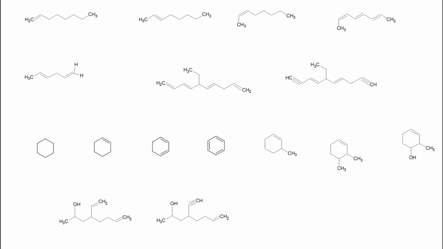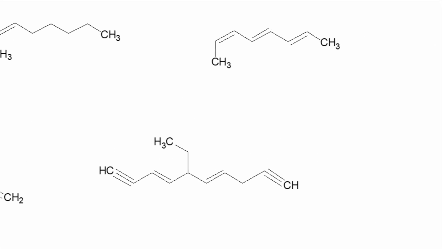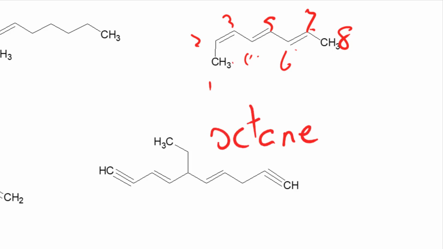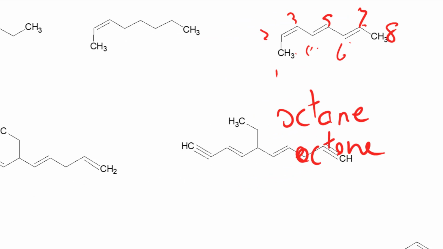So we have another octane here that contains double bonds. So if we look, we have 1, 2, 3, 4, 5, 6, 7, 8 carbons in a chain, and we have 3 double bonds within it. So this is actually an octatriene. So I'm going to write down first octane, and then I know that this is going to be an octene. And because there's the 3 double bonds, this is going to be now called an octatriene.